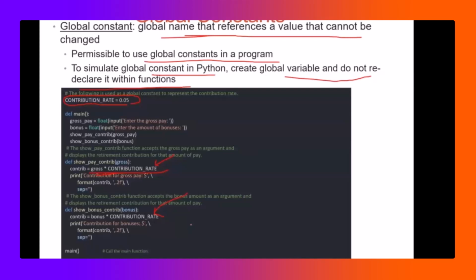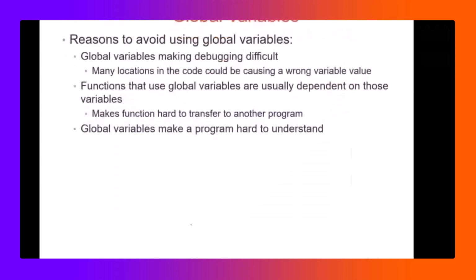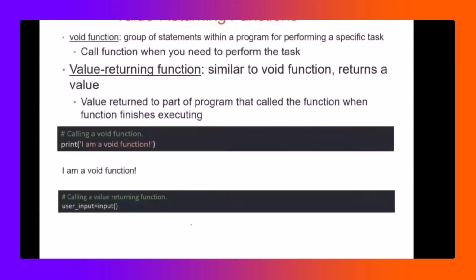Do you see this now? So it's not recommended to use global variables. However, global constants are fine and useful. And when you define constants in Python, how do you define them? All capital letters. Okay? Next one. This is very important now.